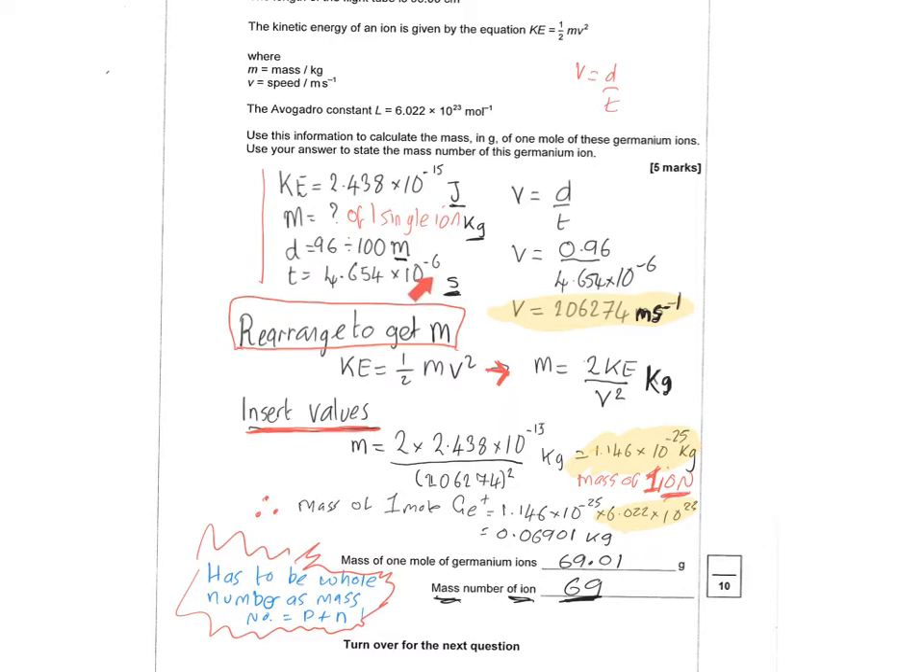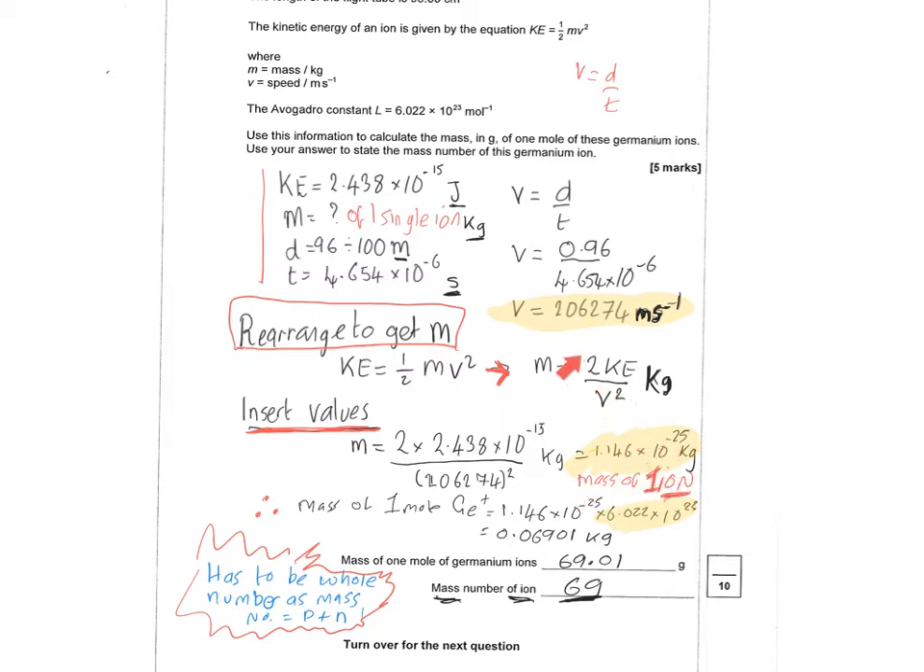Right, can you now realise that you're needing to find the mass of an ion? So you now need to be able to rearrange this equation for a mark to get mass on its own. And the mass of a single ion is going to come out in kilograms. You now pop your values in. Put this into your calculators. And the mass of one single ion comes out to be 1.146. Don't round up at this point. Times 10 to the minus 25. That makes sense. The magnitude is really small.